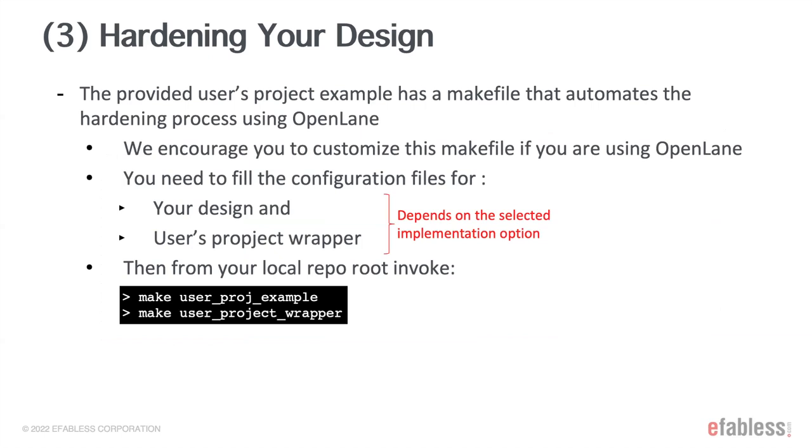So to harden your design, if you want to use OpenLane, we'll provide reference configurations for the first option. These files are configured and are there, so you can just use them and customize them for your own needs. You can modify them to support other options. Maybe in the near future we'll be releasing more examples to show how you can implement the other two options, option two and option three as well.